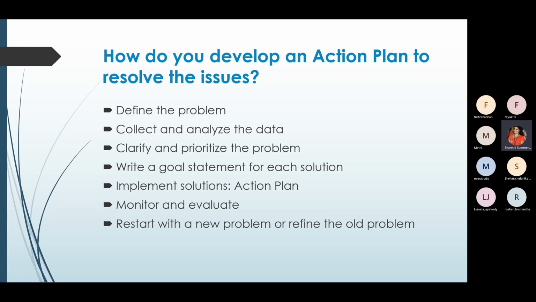Then with that analysis, you can clarify and prioritize the problem, right? If more than one problem occurs, with the analysis only, you can have some clarification about which problem needs to be sorted out first and which later, that means which has more prominence. Soon after the analysis, you can have that clarification, and with that clarification, you can prioritize. Once you prioritize the problems, now you can write a goal statement for each solution. That means you are now going to plan a goal.